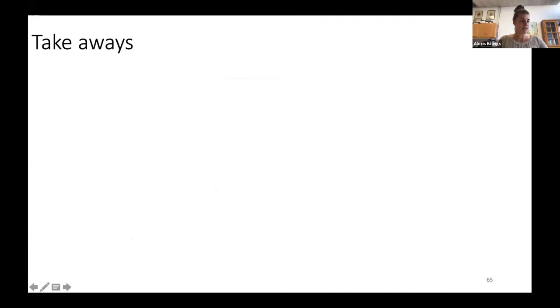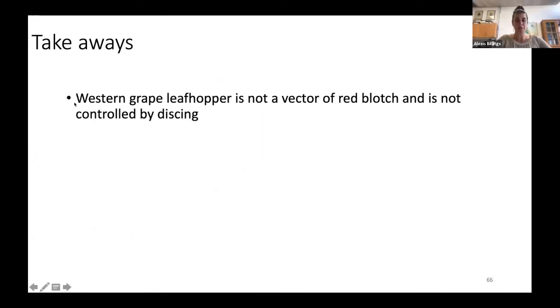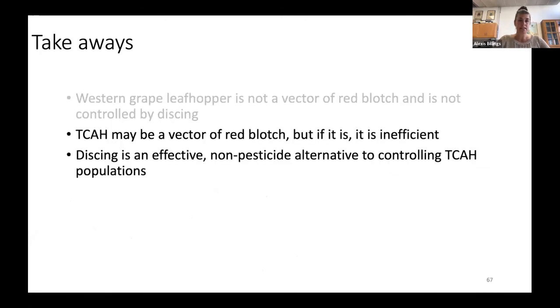Thank you, Kristen. So to wrap up our understanding of the vectors of red blotch, Western grape leafhopper is most likely not a vector of red blotch, and it's also not controlled by disking treatments. Tika may be a vector of red blotch, but if it is, it's probably an inefficient vector. But disking the ground cover is an efficient way to control Tika abundance without pesticides.